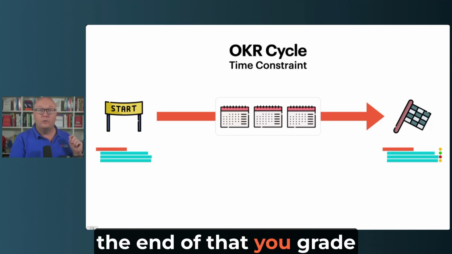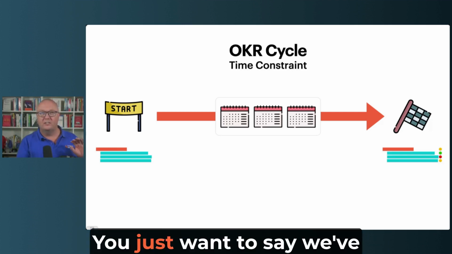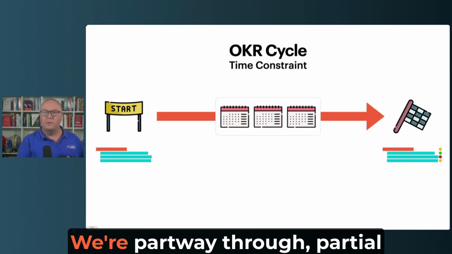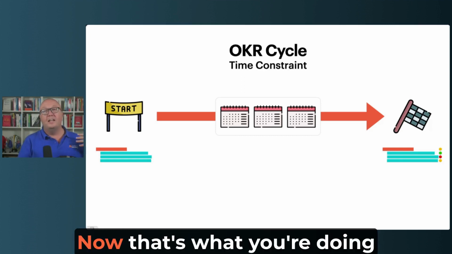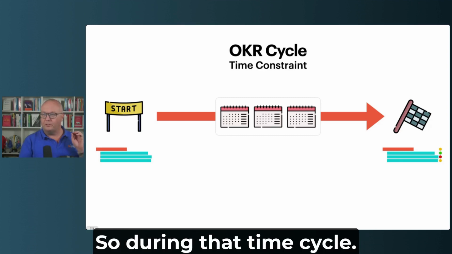And at the end of that, you grade or score your OKRs. Now, the scoring is not complicated. You just say, we've succeeded in this, it's red, it's green, it's yellow, we're partway through, partial success, full success, we failed, whatever it is. That's what you're doing to define your success in delivering your key results, right? So during that time cycle.